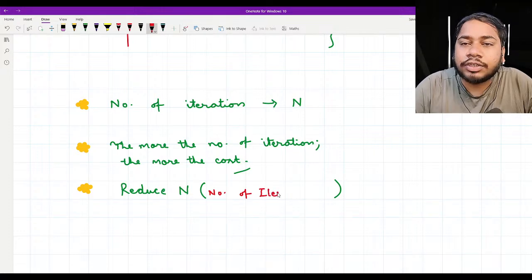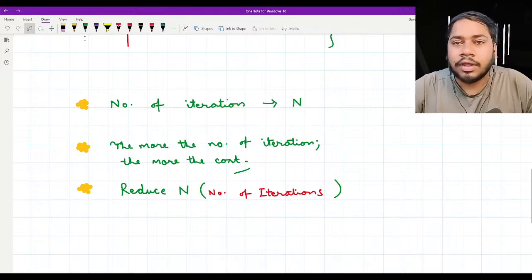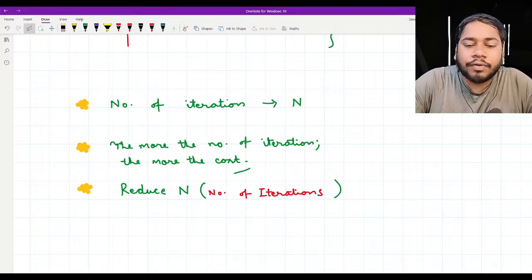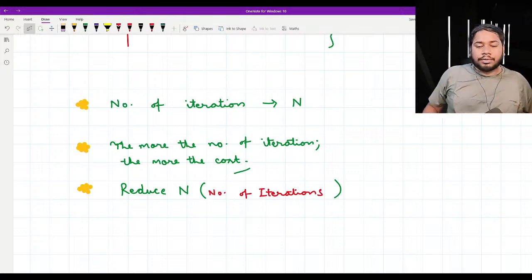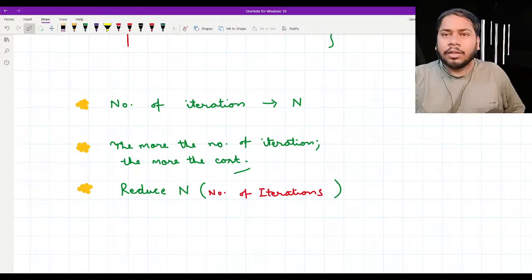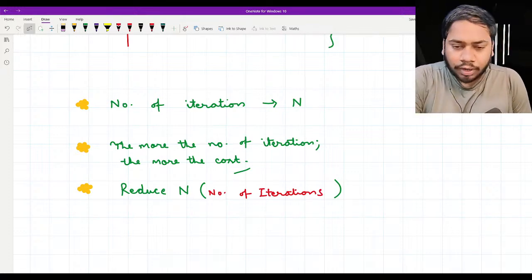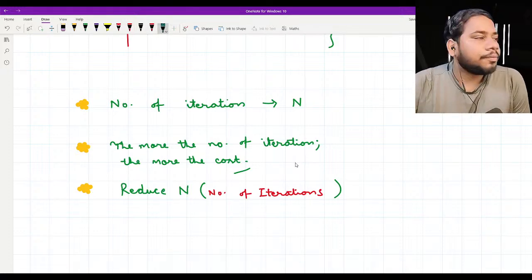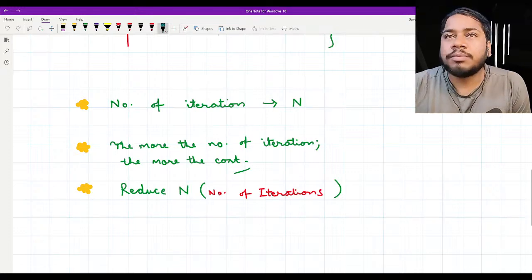How can we achieve this? Because you can understand that if n is equal to 1000 and we do 1000 iterations, then it is definitely not a good way to write code, right? Okay, and let's make one assumption, guys.